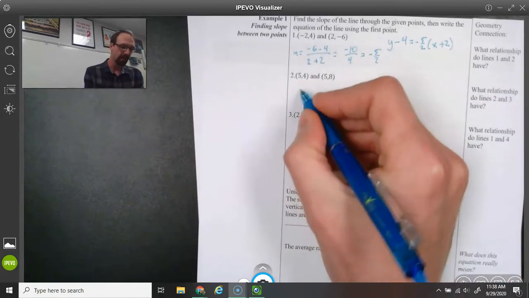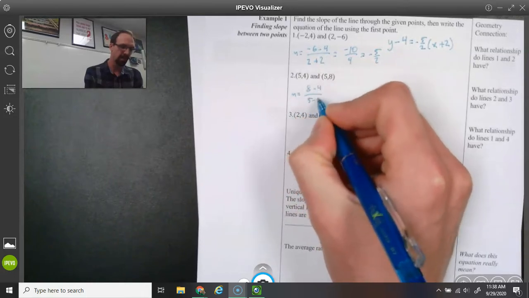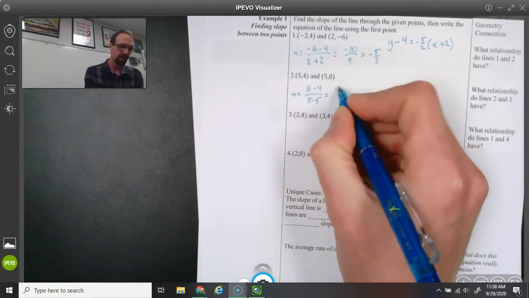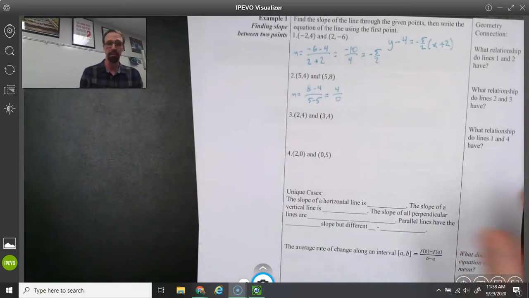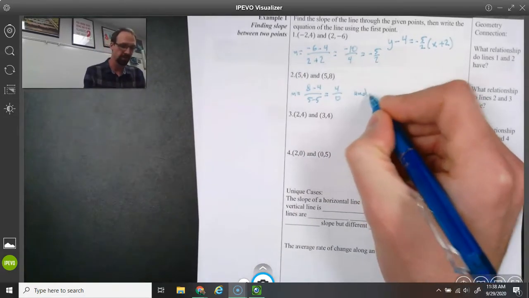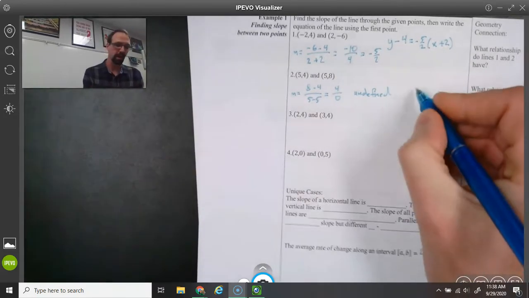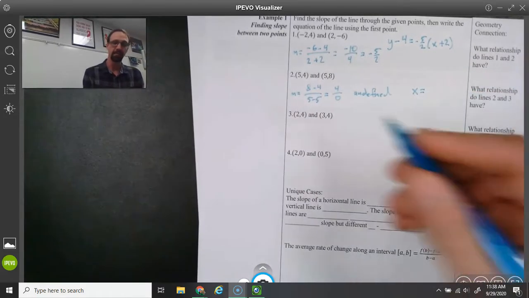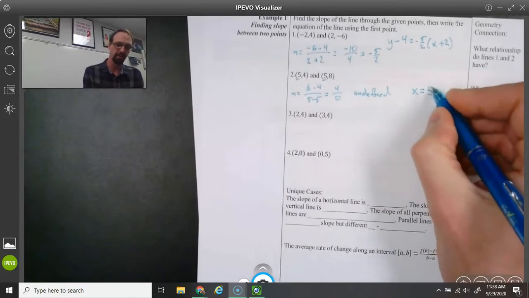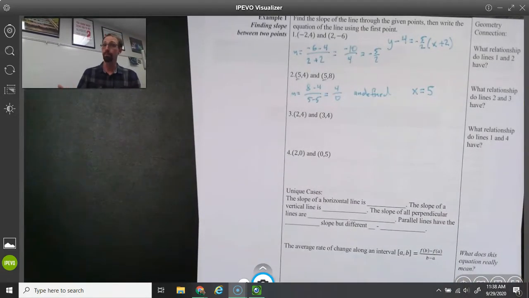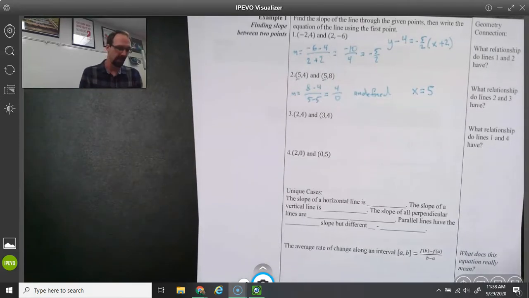With this next one, I'm going to have m equals 8 minus 4 over 5 minus 5. I get 4 over 0. This tells me already, because I can't divide by 0, that the slope of this line is undefined, which means that this is going to be a vertical line. If it's a vertical line, it's going to have x equals, and if you see the values here, 5 and 5, that tells you this is going to be a vertical line through 5. Wherever y has a value, x is equal to 5.